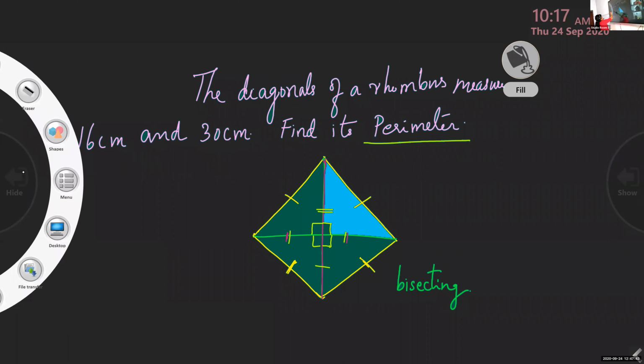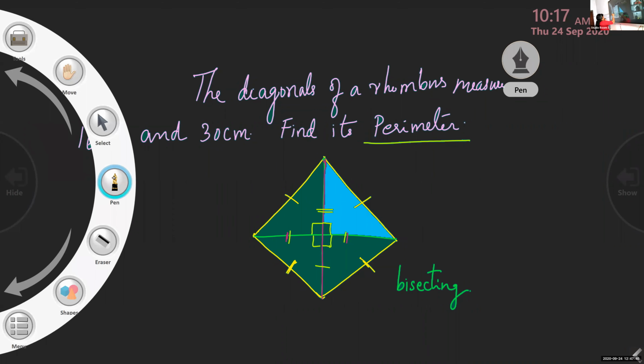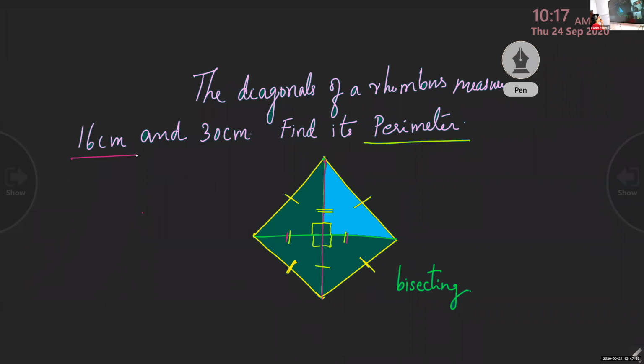Now look. Here, what is given? Rhombus measure, and it is done diagonally 16 centimeter. Suppose this is a total 16 centimeter diagonal. Okay. This diagonal, ma'am, is 16 centimeter. Now, what will be each? Here it is bisecting, no? In the middle, from the middle it is bisecting.